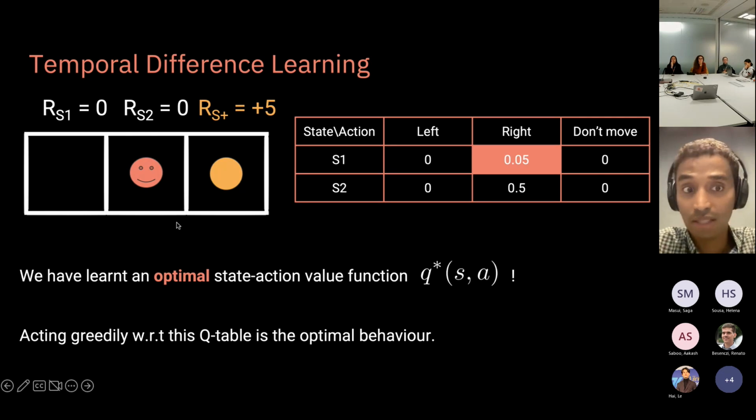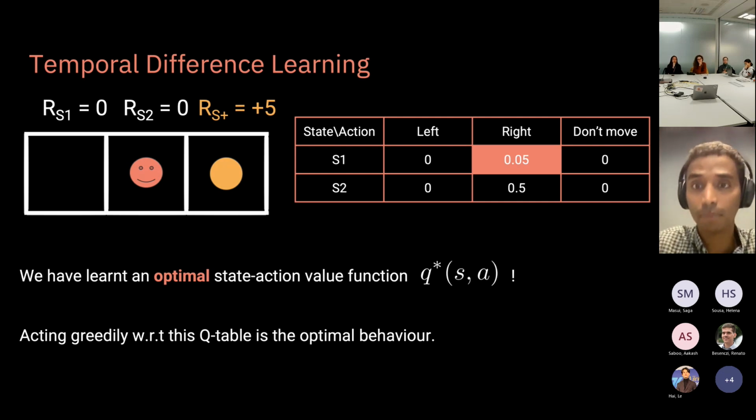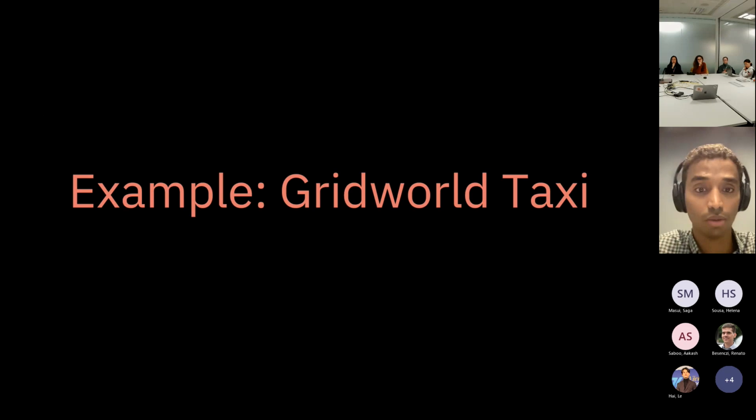So given this very simple game, we have learned an optimal state action value function. You start randomly, and then you build your Q table, and you keep playing the game every time and updating your Q table. This is a very simple example, but you can imagine that in a case where you have hundreds of states and hundreds of actions, you need to perform this operation multiple times until you update your Q table.